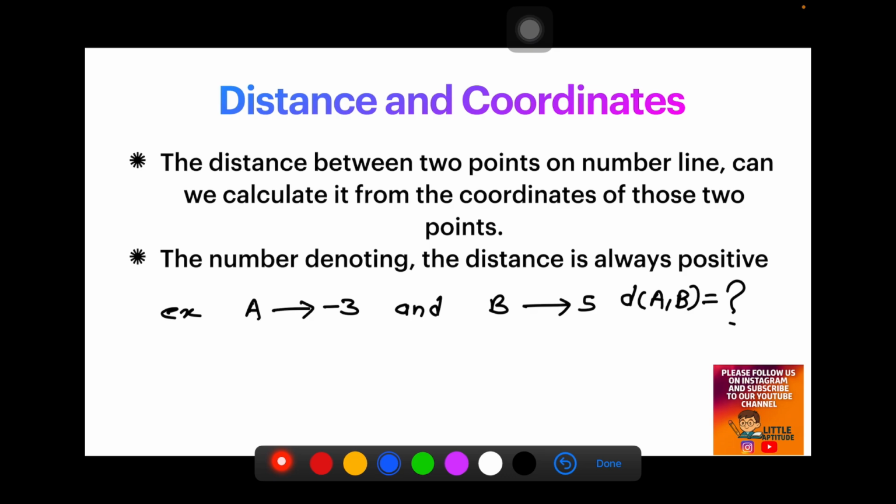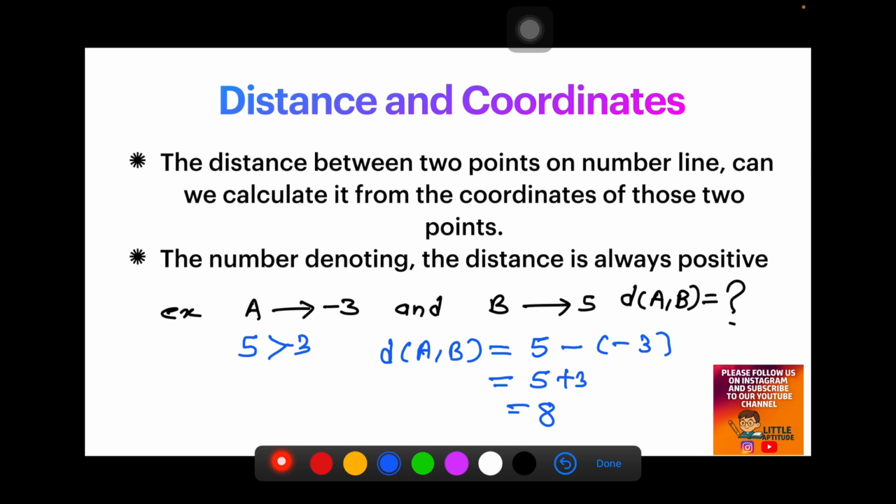For example, I want to calculate the distance between point A, which is minus 3, and point B, which is 5. The very first important point is that 5 is greater than minus 3. Now the distance between A and B is equal to the greater number minus the smaller number. So it becomes 5 plus 3, which is equal to 8. So 8 is the distance between the two coordinates minus 3 and plus 5.